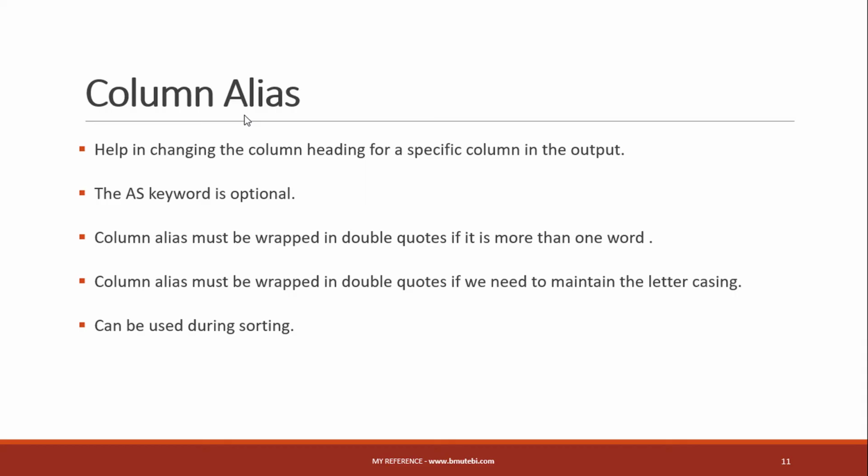To use column alias, we use the as keyword. The as keyword is just placed after the column, our column of interest. For example, if you want to change the max salary to highest salary, once we finish with the max salary in our select clause, we follow that with the as keyword. Then what follows the as is what we need to rename that column. Column alias must be wrapped in double quotes if it is more than one word, and it should be also wrapped in double quotes if we need to maintain some letter casing. We are going to see all this in action.